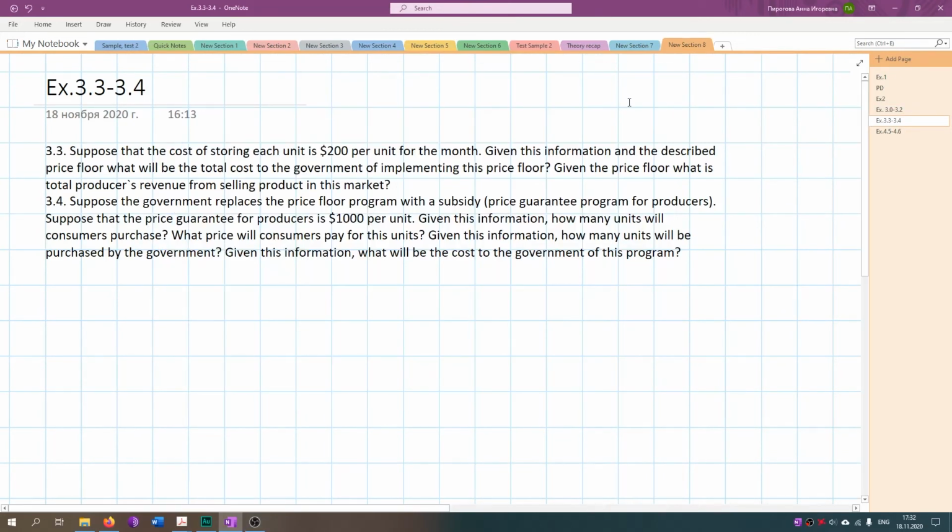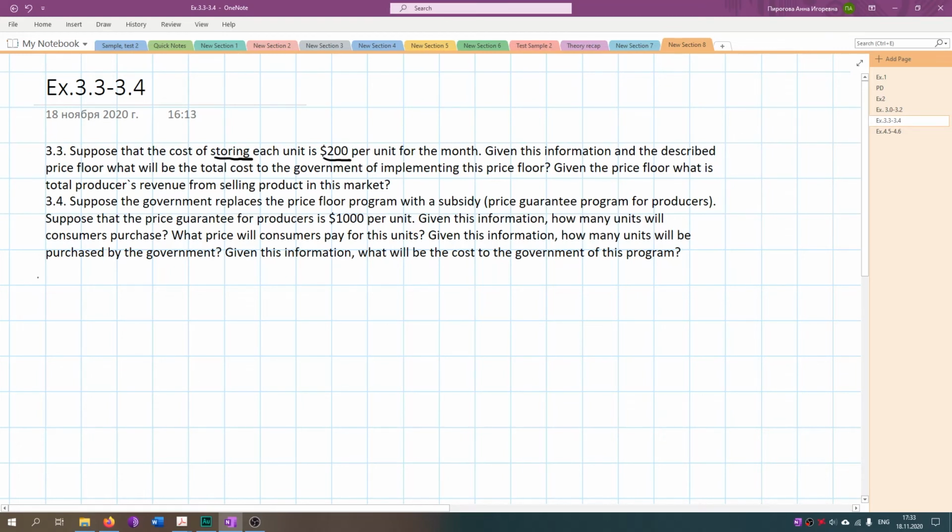So let's continue with the exercise 3.3. So we know that the cost of storing each unit is $200 per unit for the month, and we need to find total cost of the government for implementing this price floor. And also we need to find total producers' revenue from selling product in this market.